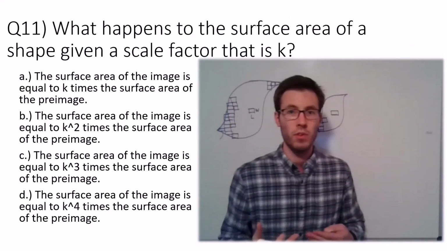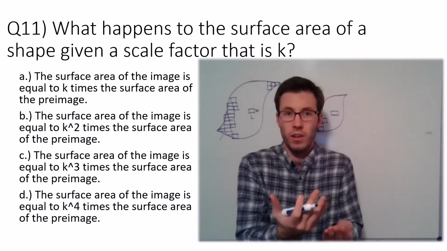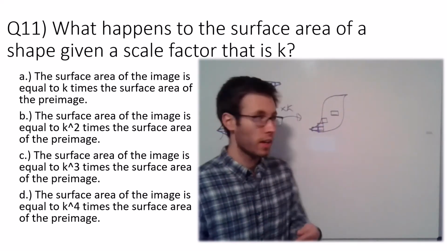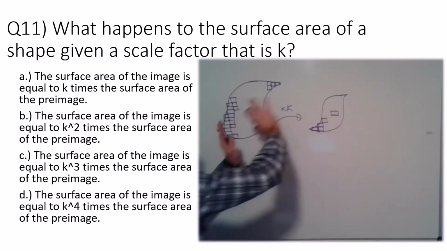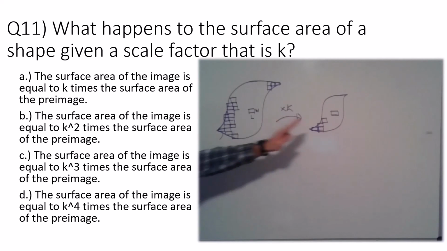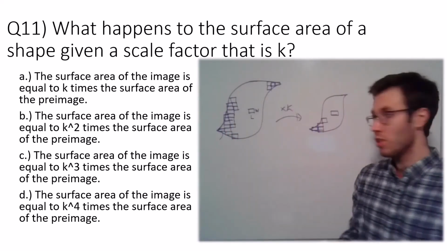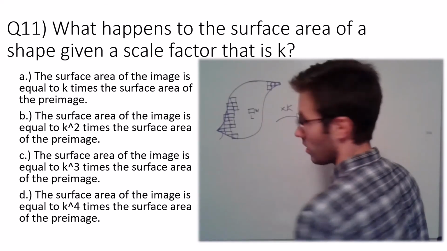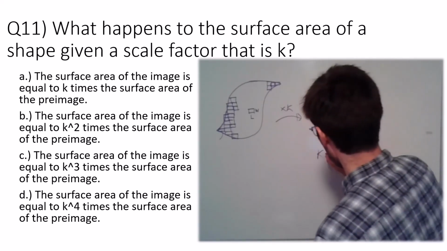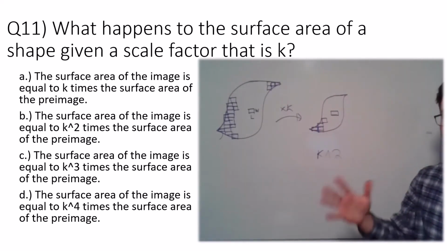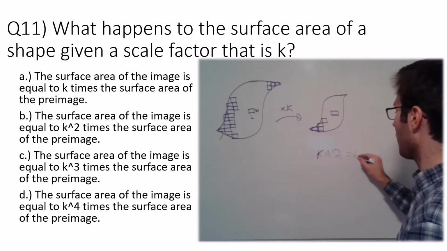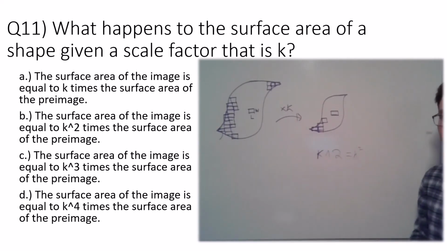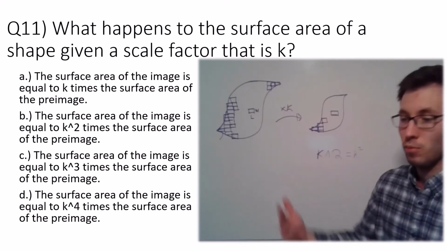All right, this example goes over what happens to the surface area of a shape when you have a scale factor k. I have a surface here, and the transformation is reducing it, so the scale factor would be less than 1. Now, the notation: you don't write this in math like this, but on a calculator, this caret symbol means the same thing as writing k squared. On your paper, that's saying k times k.